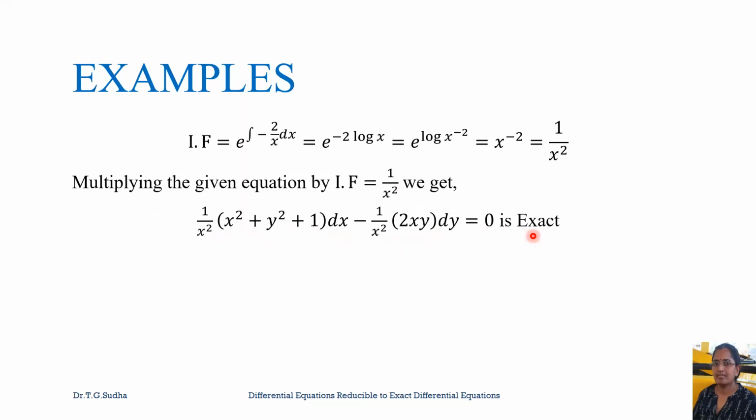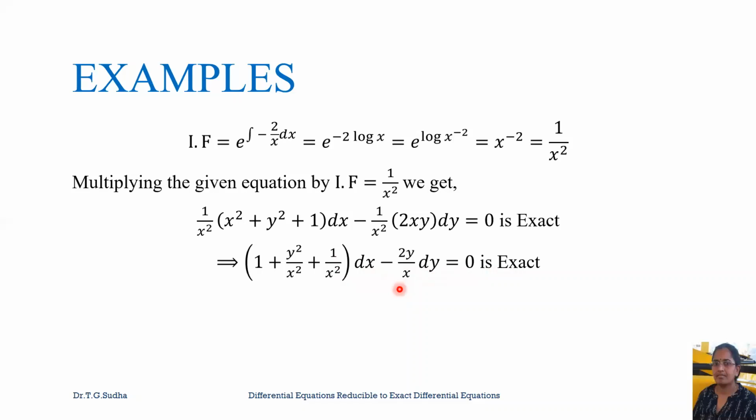So we all know that on simplification, that is by multiplying by 1 by x square or dividing this entire term by x square, we get (1 plus y square by x square plus 1 by x square) dx minus (2y by x) dy equal to 0, which is exact, and this is in the form of M dx plus N dy equal to 0. So this is the new M and this is the new N now.